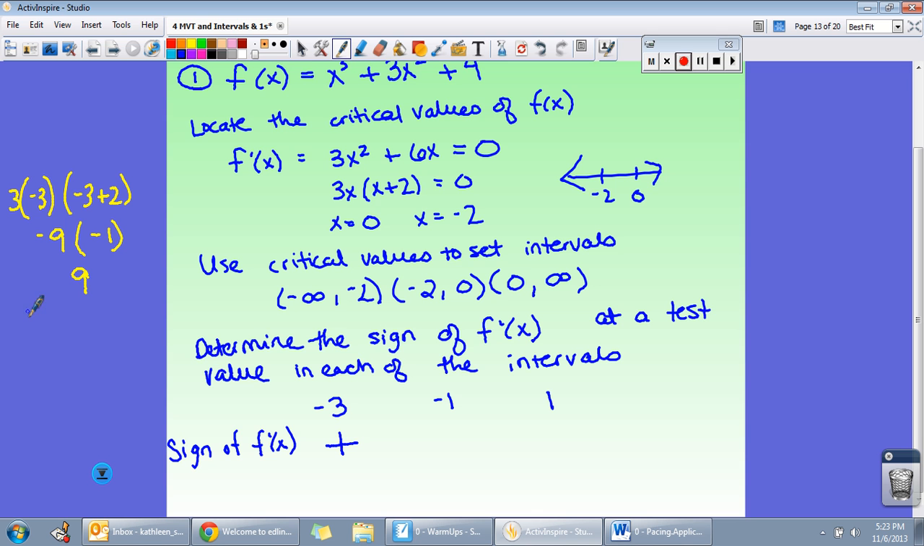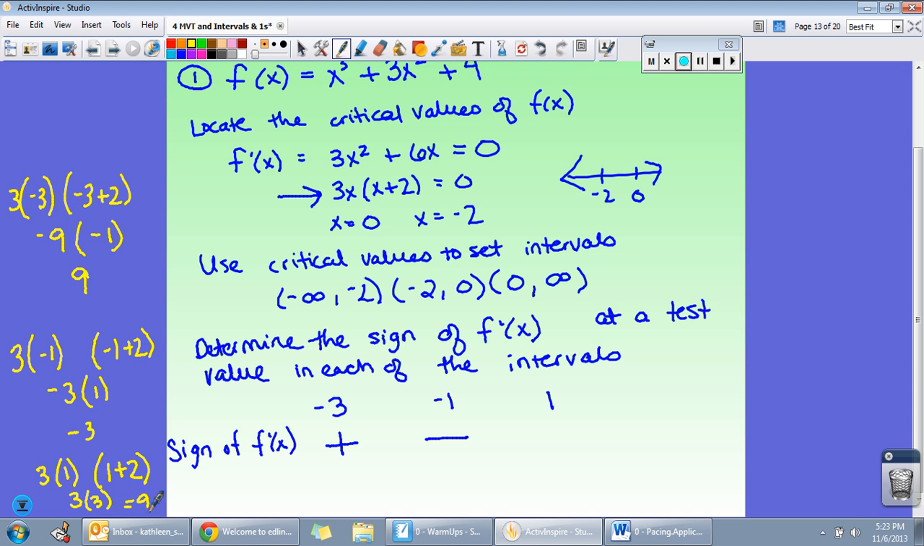When I do the sign of f prime of x at -1, I'm going to use the same derivative, 3 times -1 for 3x, and then -1 plus 2. So I'm going to get -3 times +1, which is -3. So again, all I'm interested in is the sign, which is negative. Finally, when I plug in the last one, I'm going to get 3 times 1 times 1 plus 2, and that's going to be 3 times 3, which again is 9. And all I'm really interested in is the sign of the derivative, so that's going to be positive.